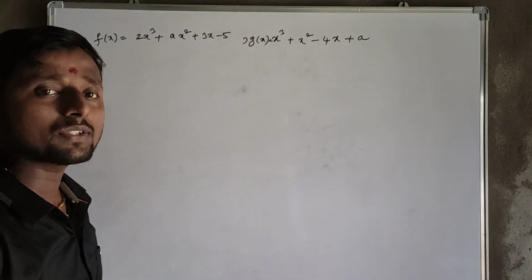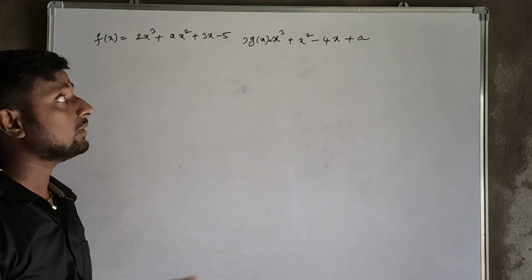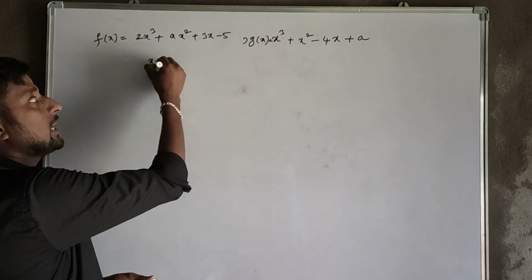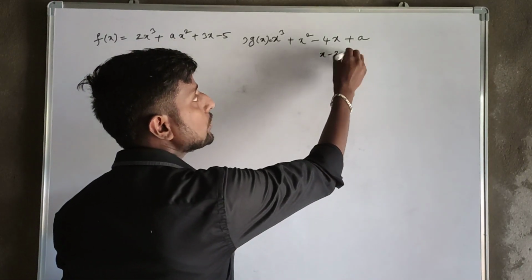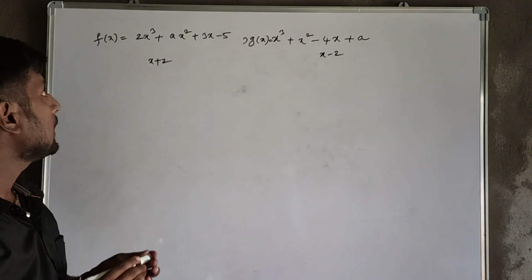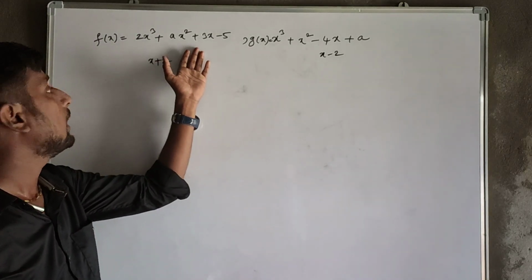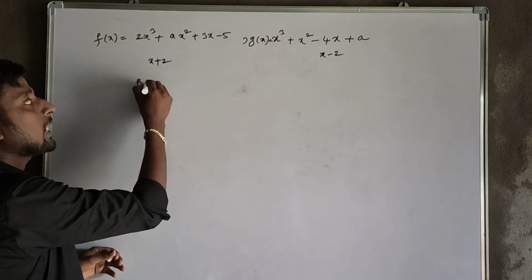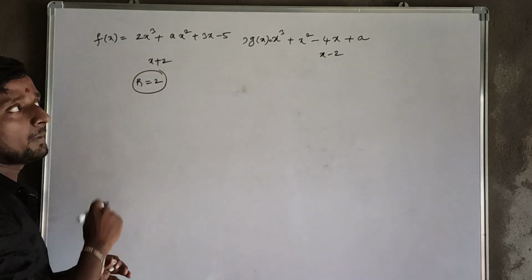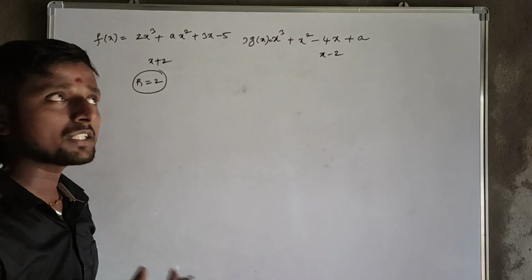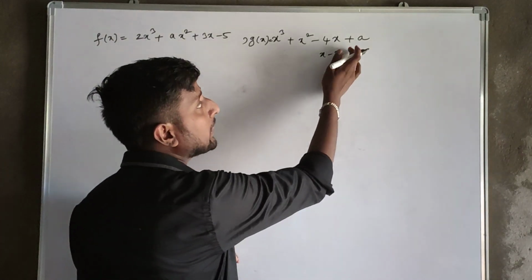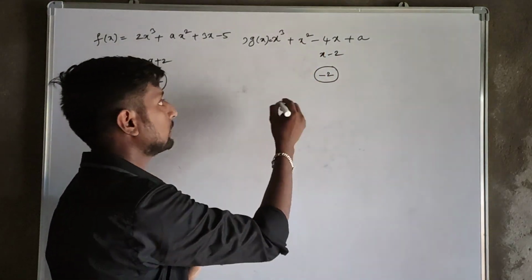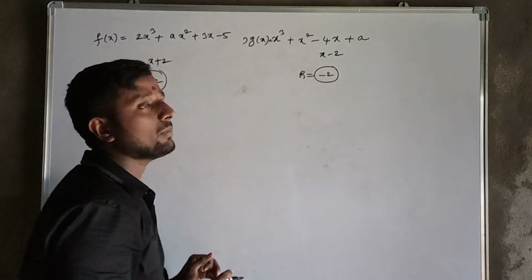Until now we have seen the same divisor for both polynomials. Now I'll take individual divisors, x plus 2 and x minus 2. Now the question: f of x is a polynomial divided by x plus 2, and it leaves the remainder 2. Now g of x is another polynomial divided by x minus 2, and it leaves a remainder of minus 2.